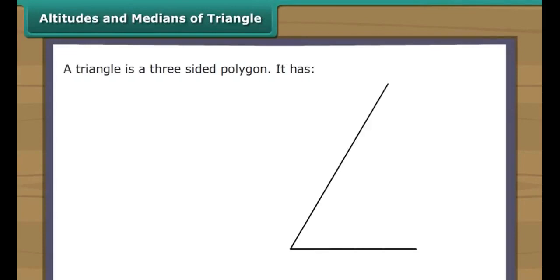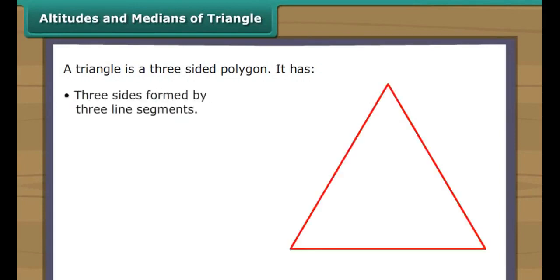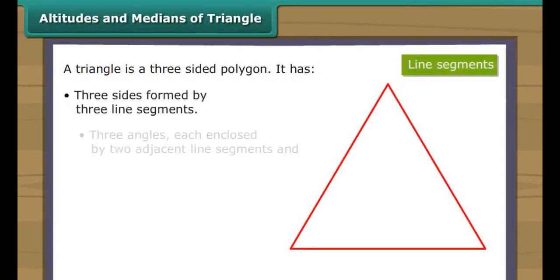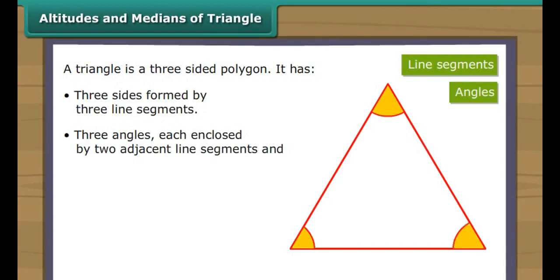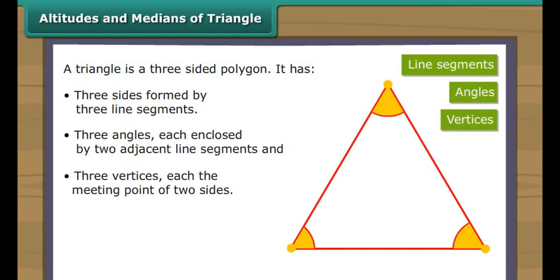Altitudes and medians of triangle. A triangle is a three-sided polygon. It has three sides formed by three line segments, three angles each enclosed by two adjacent line segments, and three vertices, each the meeting point of two sides. A triangle also has medians and altitudes.